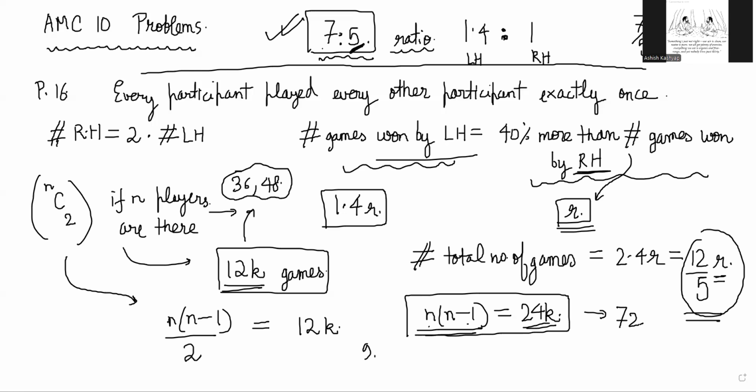96 is equal to n into n minus 1 has no solutions, but 72 is equal to n into n minus 1 has solutions, right? Yeah. Are you understanding? Yes. Okay, so that is the 16th one. Then which one?